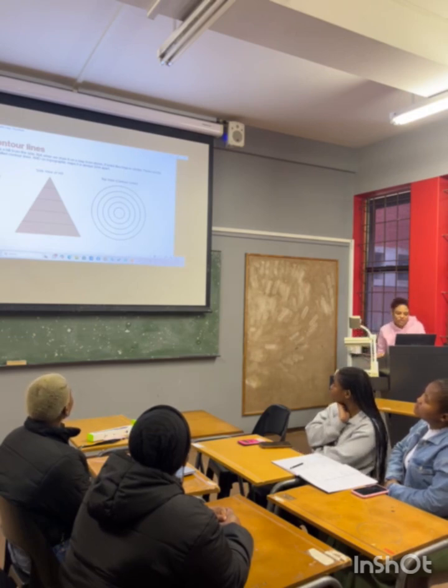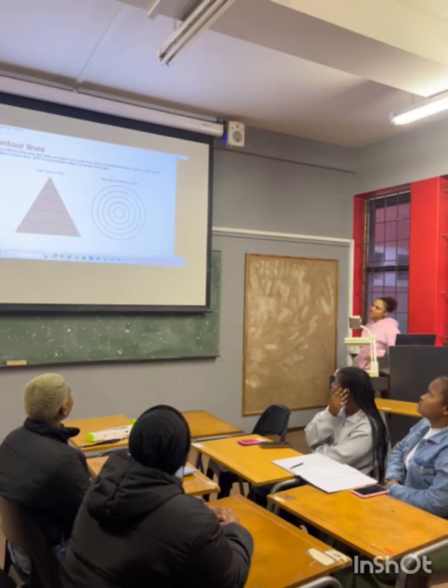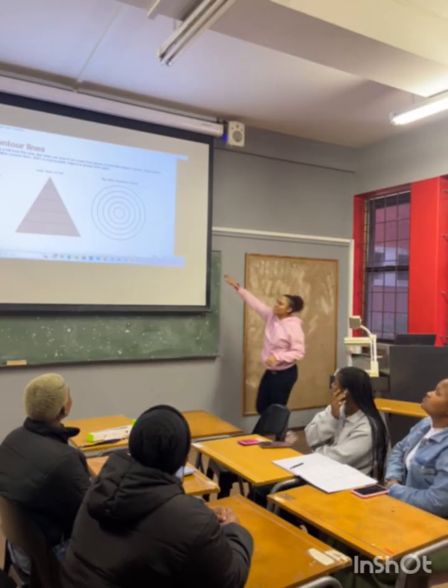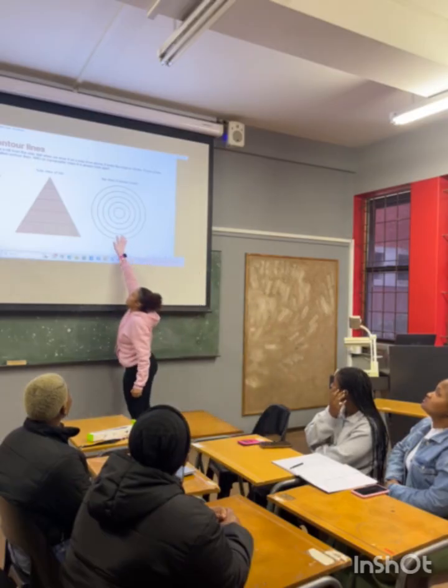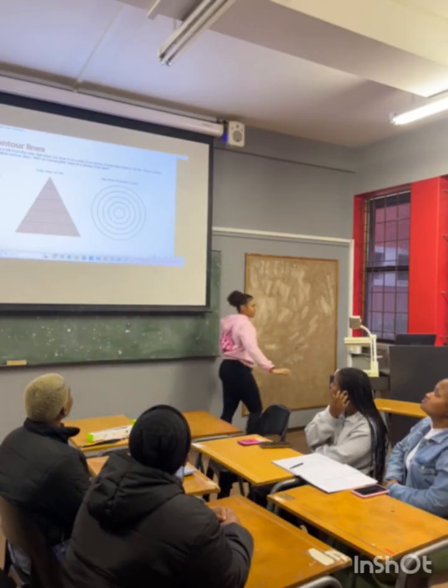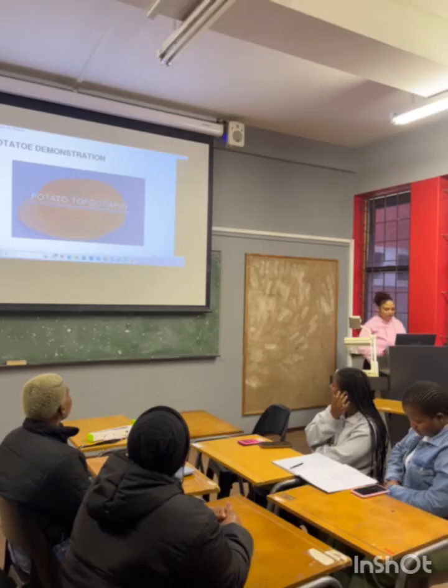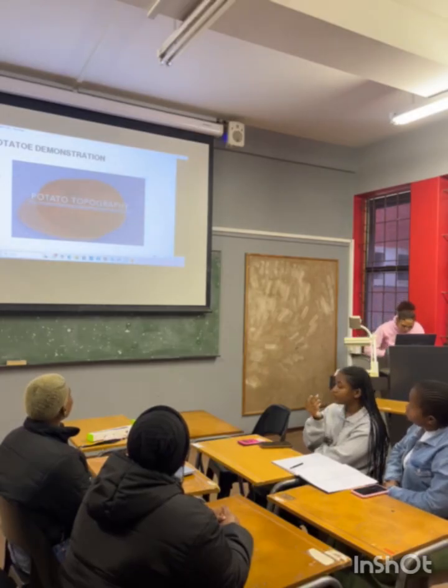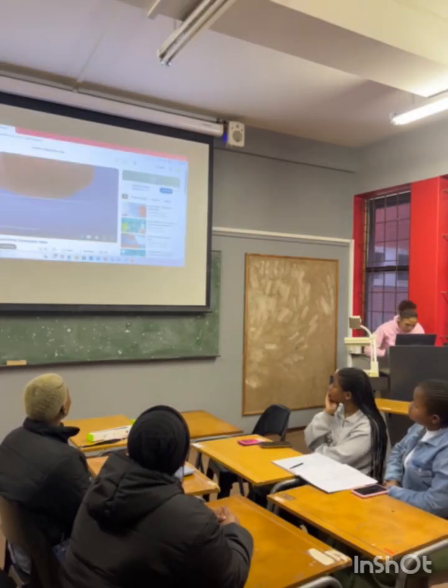circles are called contour lines, and on topographic maps, it is always 20 meters apart. So these lines that you see here, they are always 20 meters apart no matter what. Okay? Okay, now I'm going to play a quick video for you to understand a topographic map.